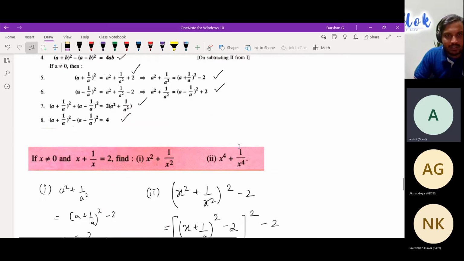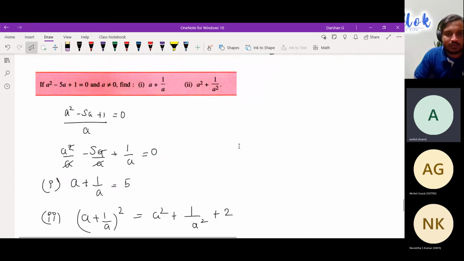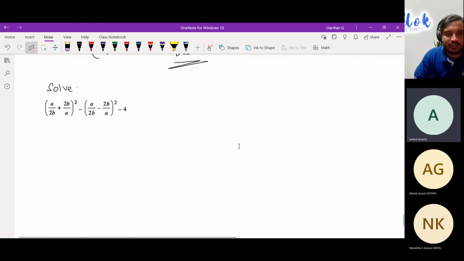So which formula are you thinking to put? Sir, (a + 1/a)² − (a − 1/a)² equals 4. So the answer is 4. Then 4 minus 4 gets cancelled and becomes 0. Correct.